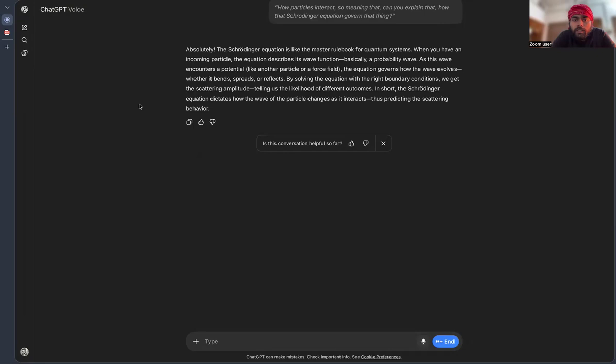The Schrodinger equation dictates how the wave of the particle changes as it interacts, thus predicting the scattering behavior by solving the equation with the right boundary conditions. Okay, and which describes its wave function. Okay.